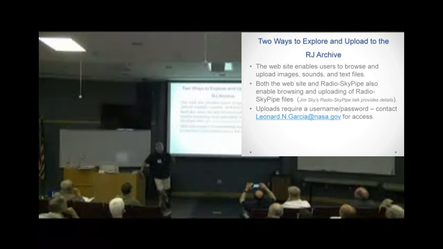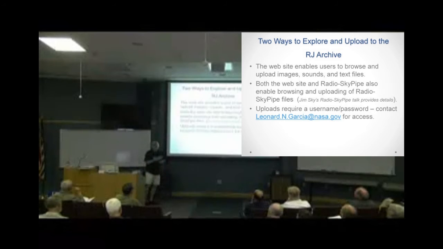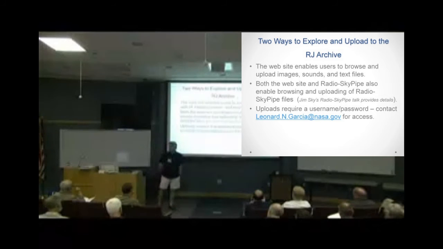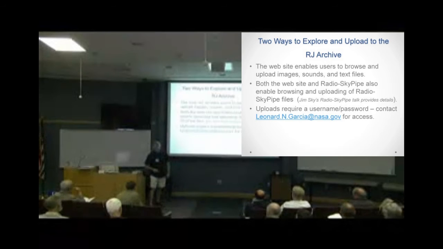So the archive again is for you to browse and look at other people's data. It's on the radiojove.org website, and as Jim mentioned, you will need to get a password. This is so folks don't upload the latest YouTube videos or some other garbage that we don't want. So he's the gatekeeper, and you can just send him an email, and he'll send you the password and allow you to. And we're assuming you'll be responsible once you get that password.